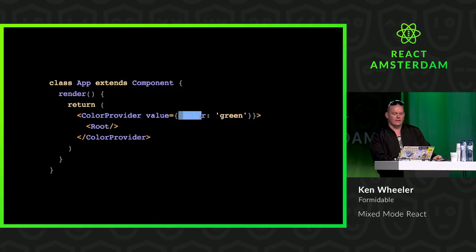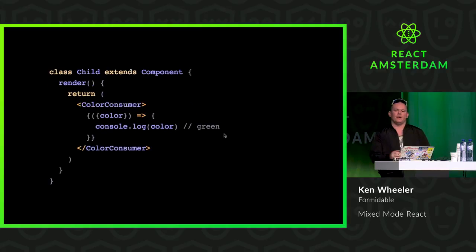Oh, this object literal. Don't ever do this. But yeah, I'm doing it just to keep things terse, to fit them on the slide. You could pass down an object here, like color is green. And then in a child component, if you want to use that, you just use the consumer, right? And then you have the child render prop here, and you can console log it out.